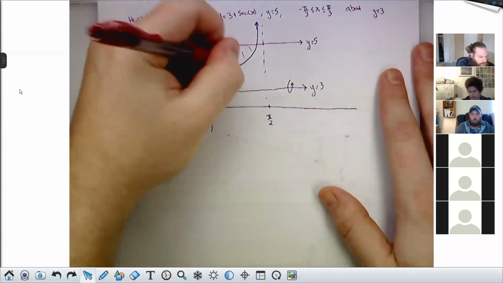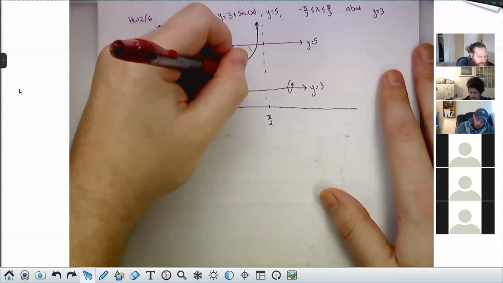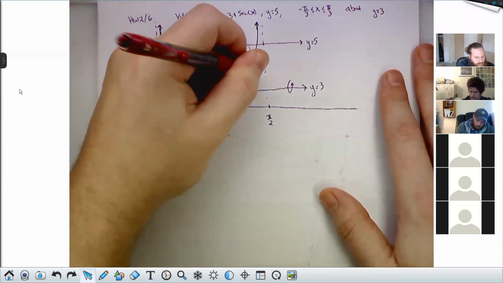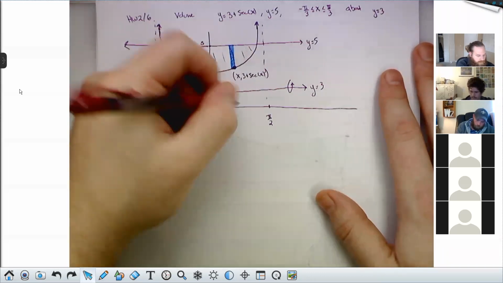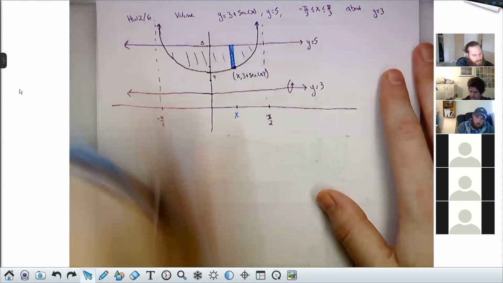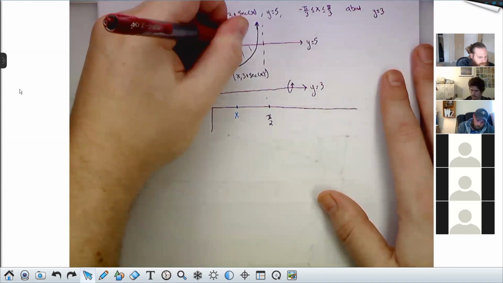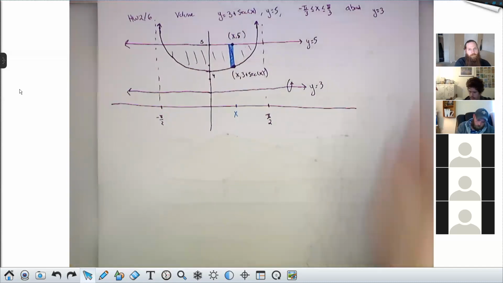I need to characterize the points along this curve that tell me the height of the strip. So this point right here would be x, comma, 3 plus secant x. Because it's along the graph y equals 3 plus secant x, we're imagining this is all taking place at an arbitrary x value. And the point up here at the far end of my strip would be just x, comma, 5, because we're along the graph there, y equals 5.